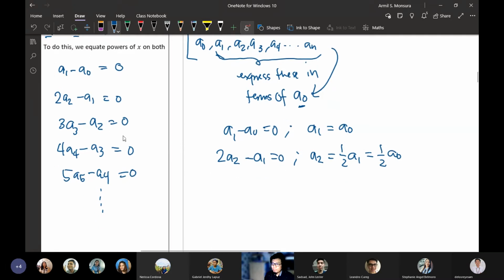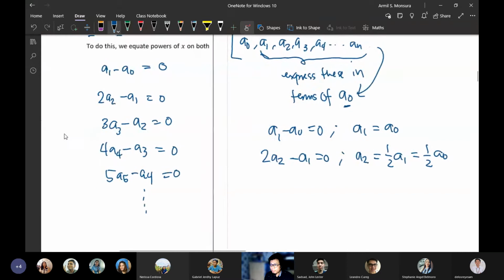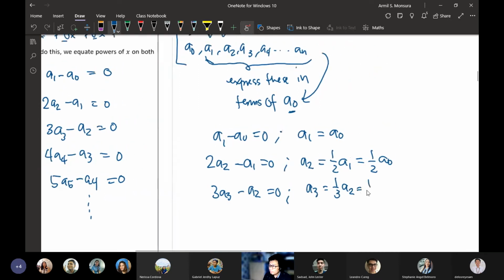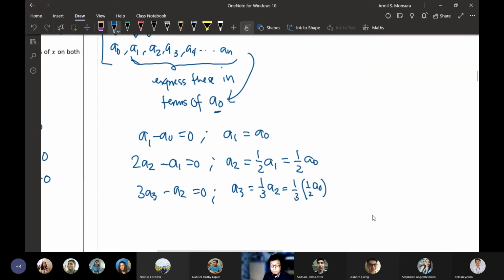Okay, so let's continue. A3, this for x squared. For x squared, this is 3a3 minus a2 equals 0, which implies that a3 is 1/3 of a2. But a2, so 1/3, a2 is 1/2 of a0. Okay? Tama. So, this would imply then that A3 is 1/3 times 2 times A0.